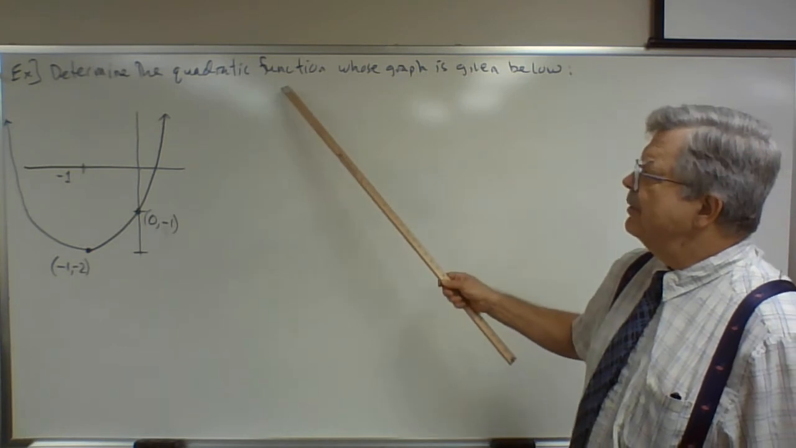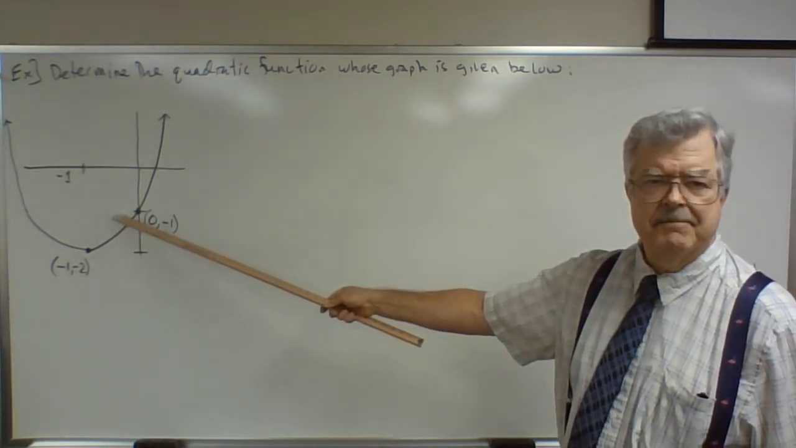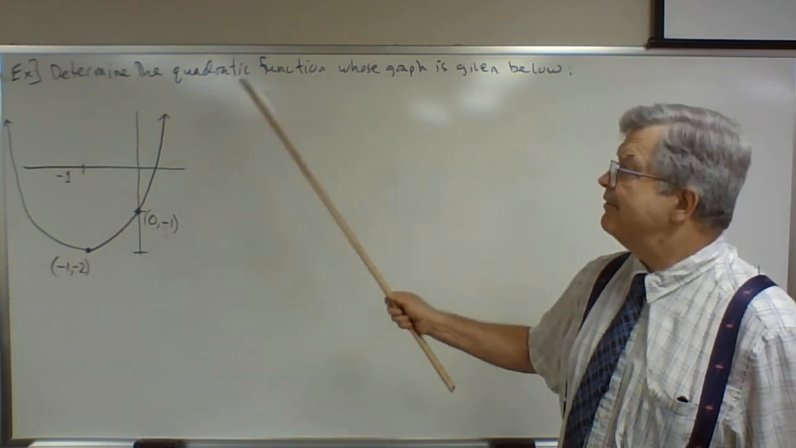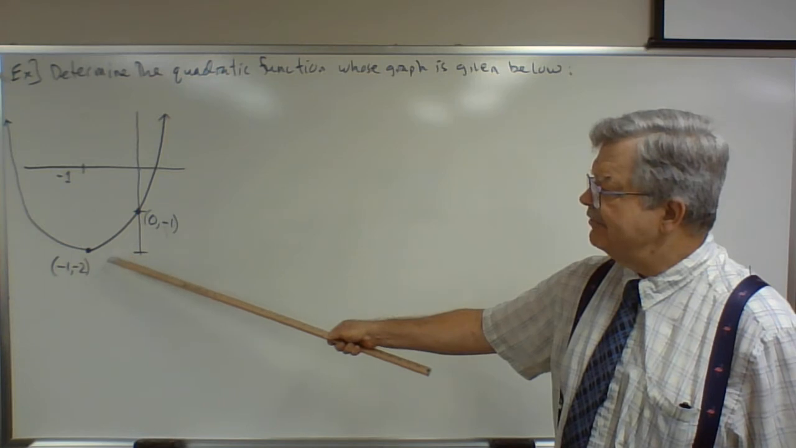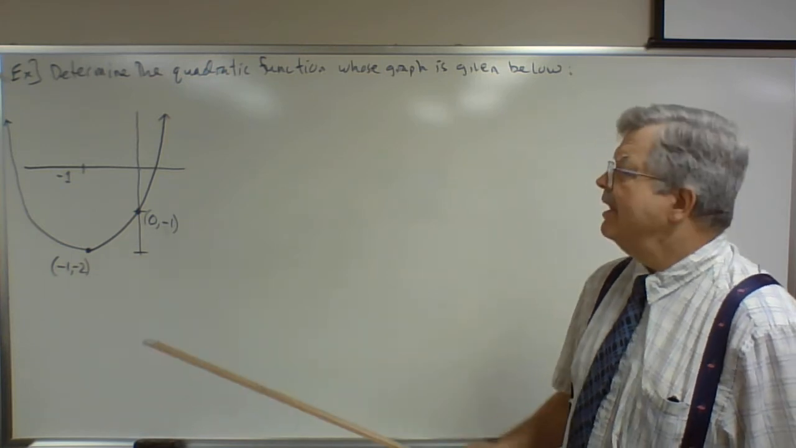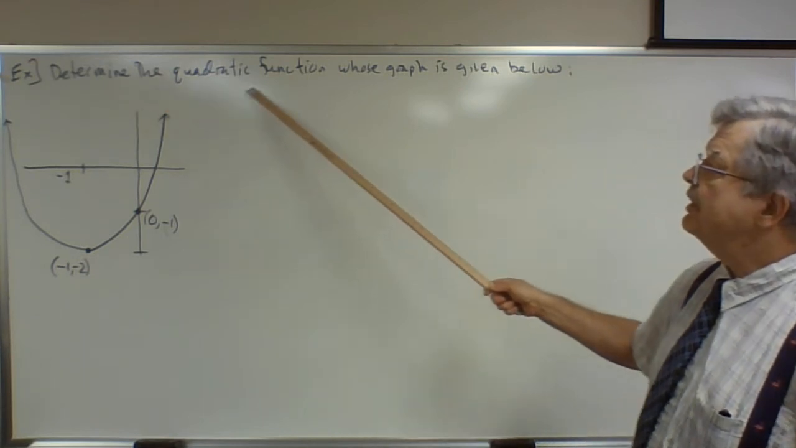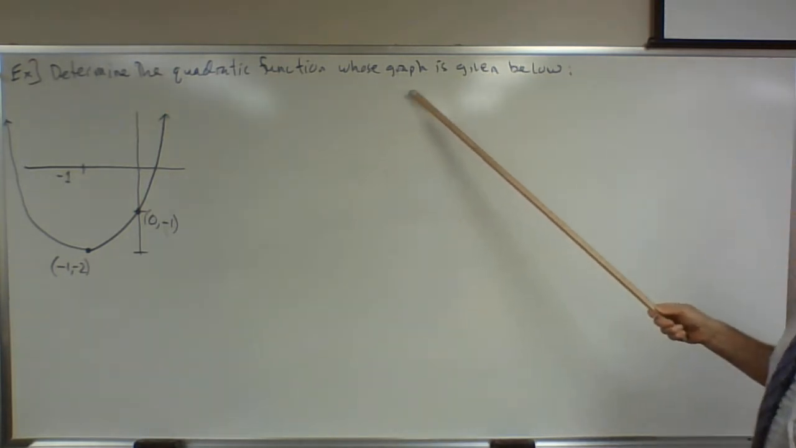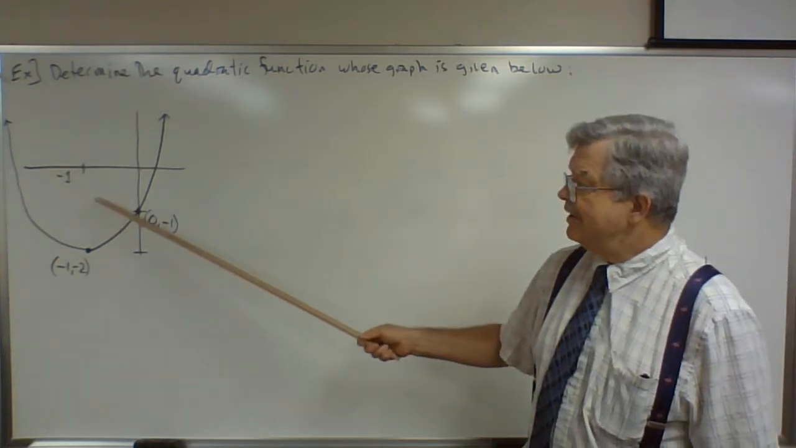The first thing that we're going to do is take the graph of a parabola and try to figure out the function that generates this graph. We might be asked to do it this way: Determine the quadratic function whose graph is given below. And here's the graph.